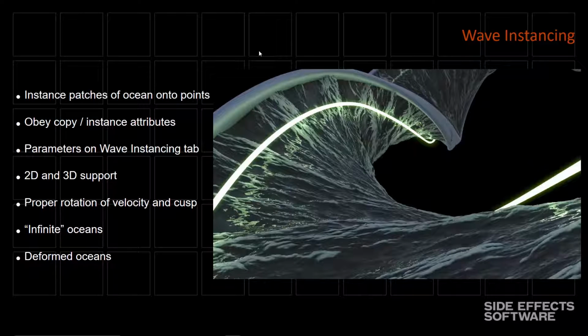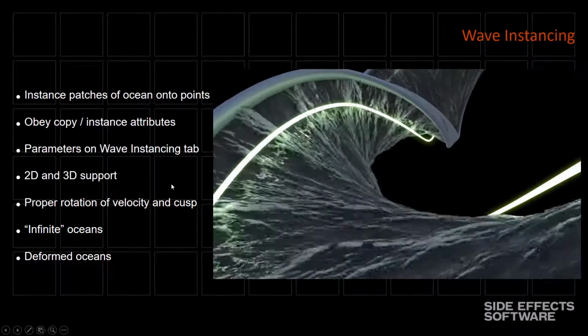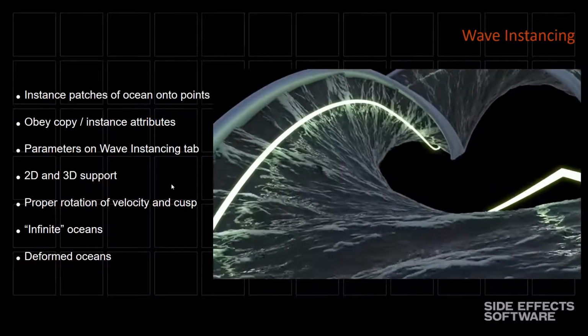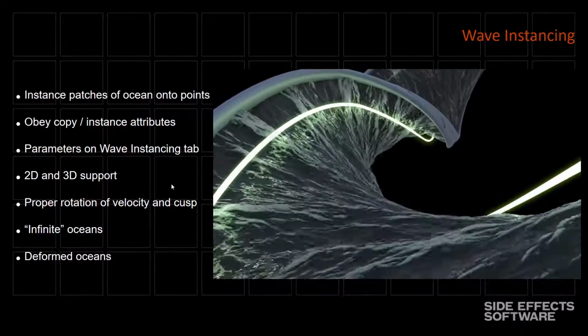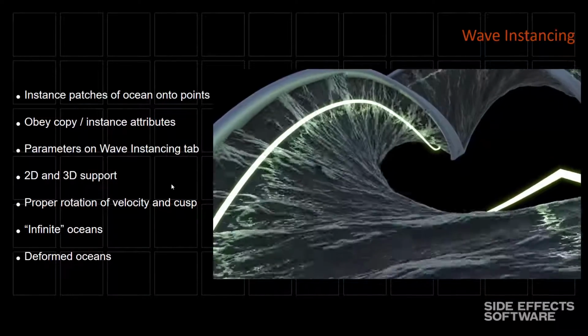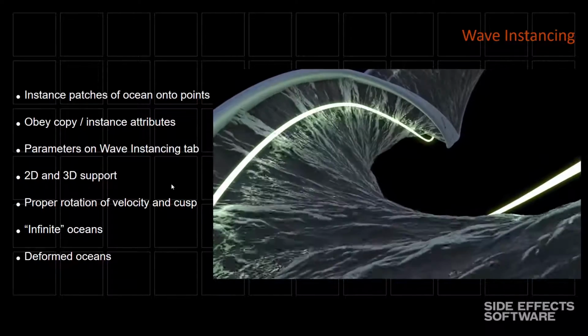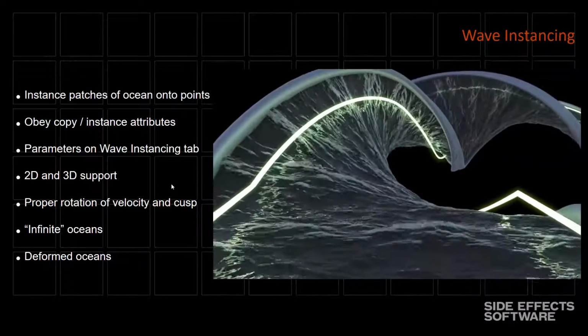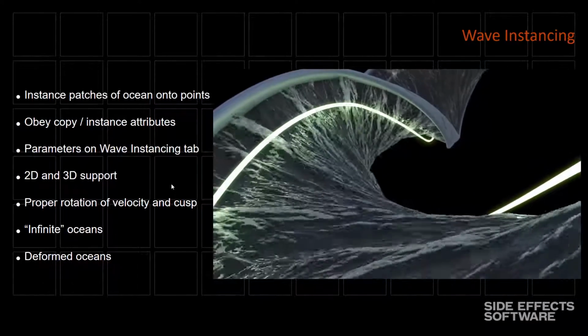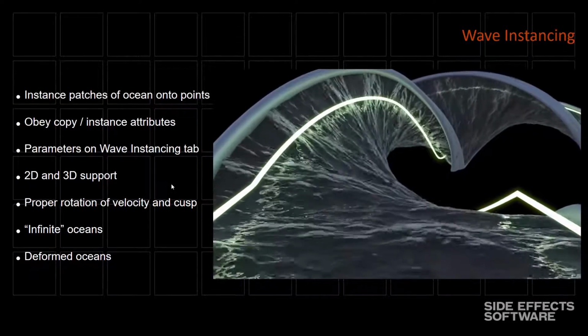So it makes it easy to create large sets of points that give an overall random look to these patches. There's support for both 2D and 3D sets of point clouds. 3D would give you an example like this from the Houdini 16 new features video. There's proper rotation of velocity and cusp, which is important for rendering. So as you can see here, you've got cusp pointing in the right direction, that peak on top of the waves. But also, if you are using the wave instancing and then want to send the data into, say, a simulation, we need to make sure we have proper point velocity. So we'll look at how we get that.